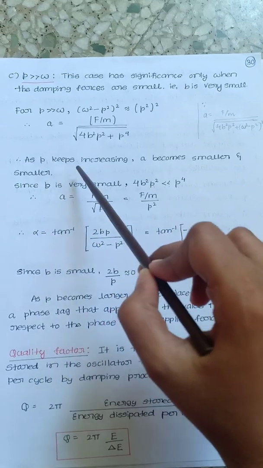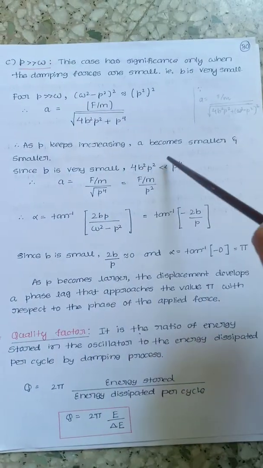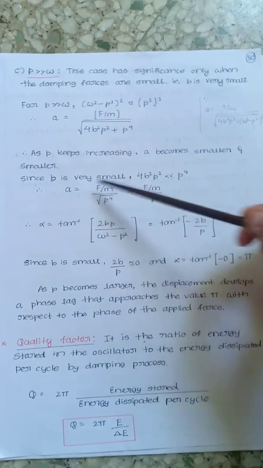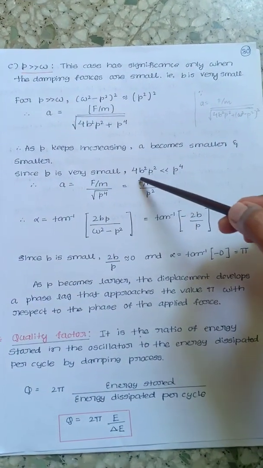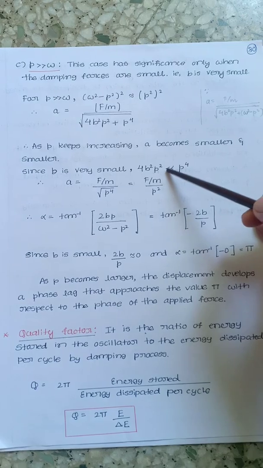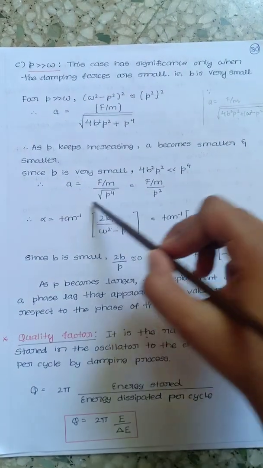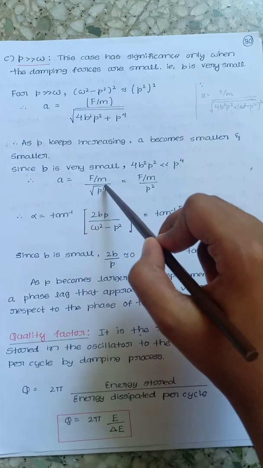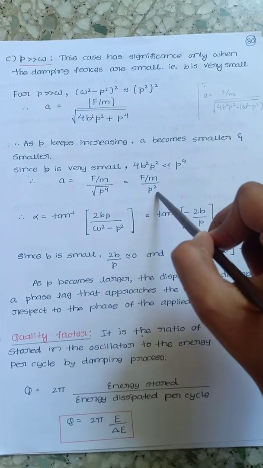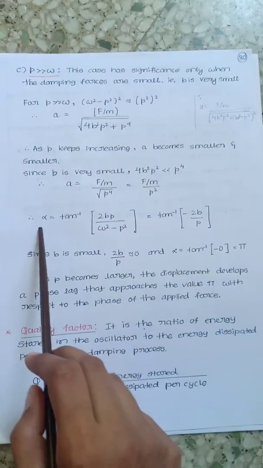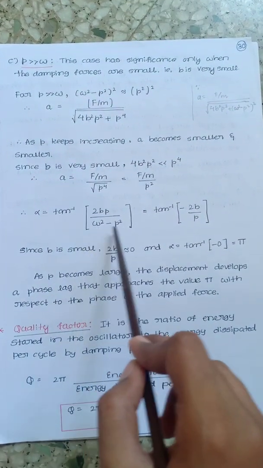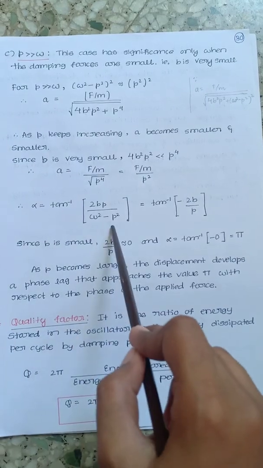As P increases, amplitude becomes smaller. Since b is very small, 4b square P square is less than P to the power of 4. So write down here, amplitude is nothing but this thing. Here this got cancelled, meaning it will be F by M P square. Therefore alpha is equal to tan inverse of 2bP divided by omega square minus P square is your phase.